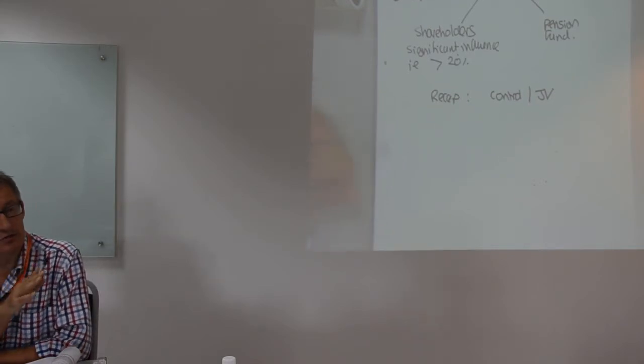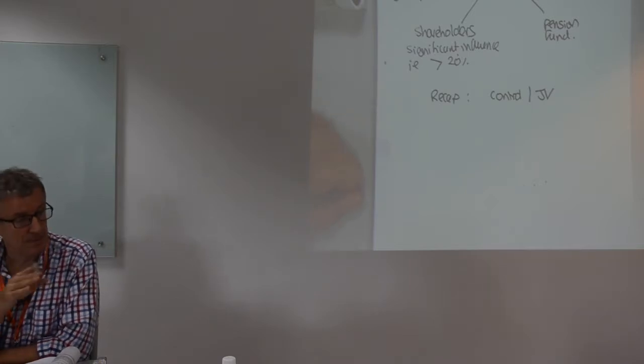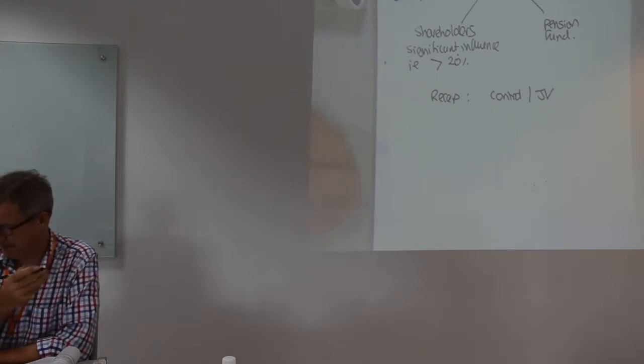If we have control, it's a related party. If the company controls the other party, it's a related party. Or if the company is controlled by that other party, it is a related party, because then the company is potentially vulnerable.